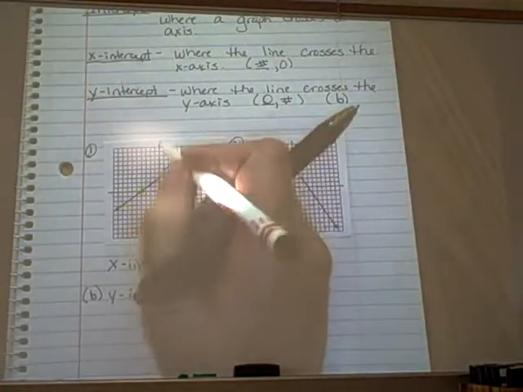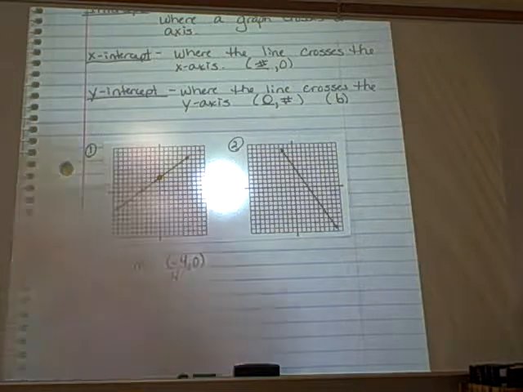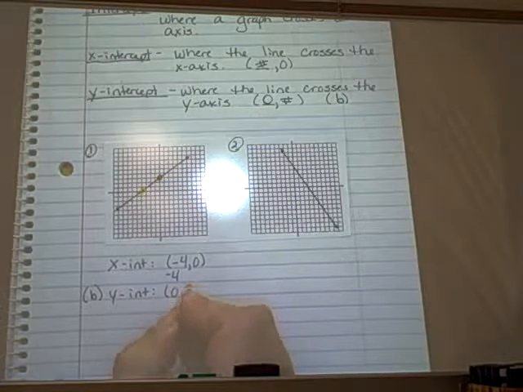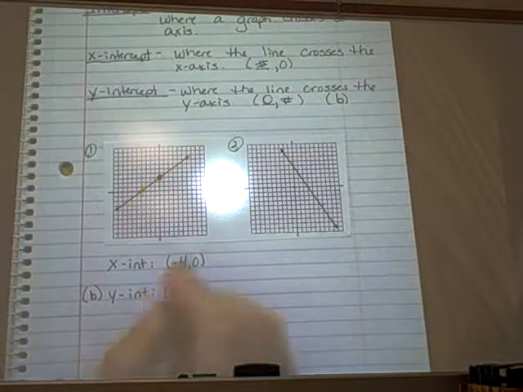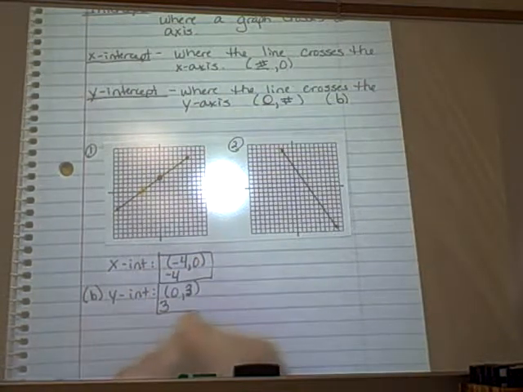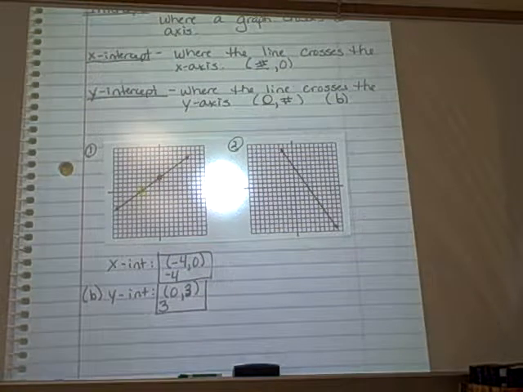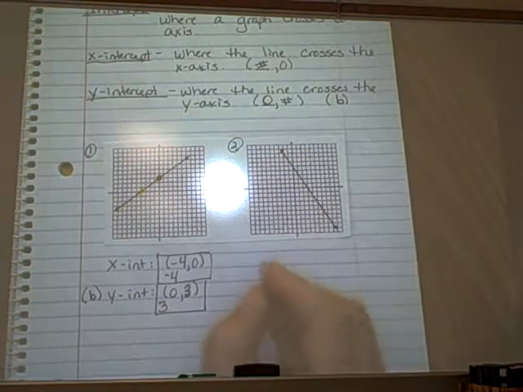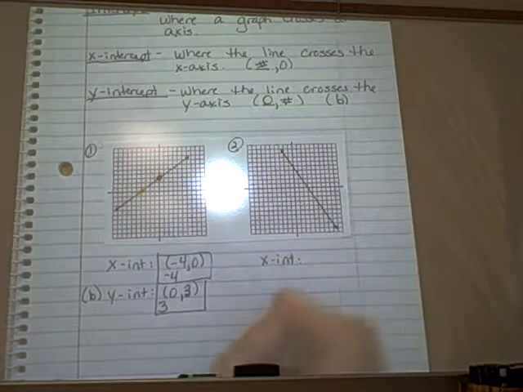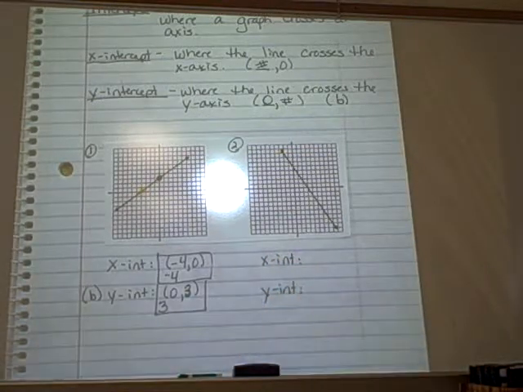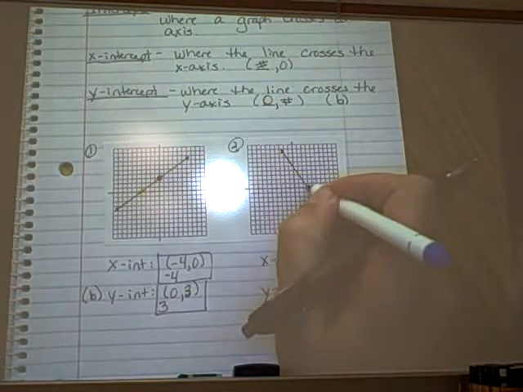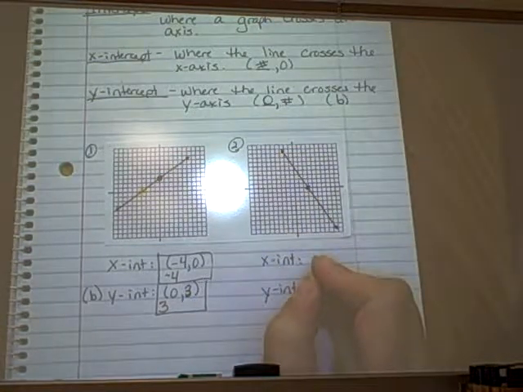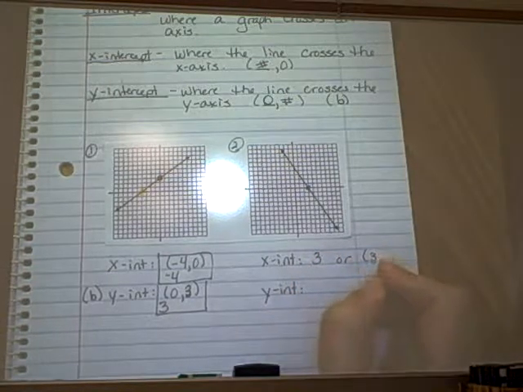The y-intercept, the y goes up and down, so it crosses the y right there. That is 1, 2, 3. So that is 0, 3, or just 3. So there's the x-intercept and the y-intercept. Simple as that. We're just naming them. So on number 2, the x-intercept, let's use a different color. Let's try blue. X-intercept is right there, so that is over 1, 2, 3. The x-intercept is 3, or the point 3, 0.